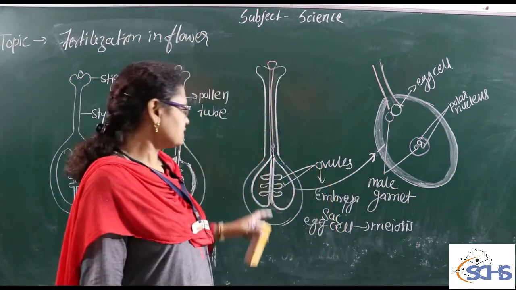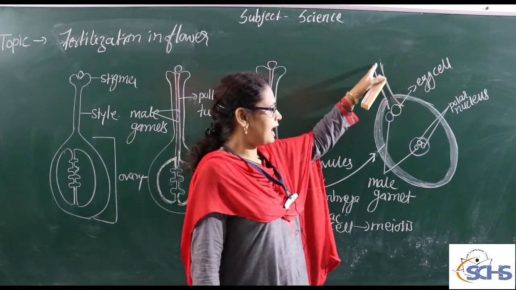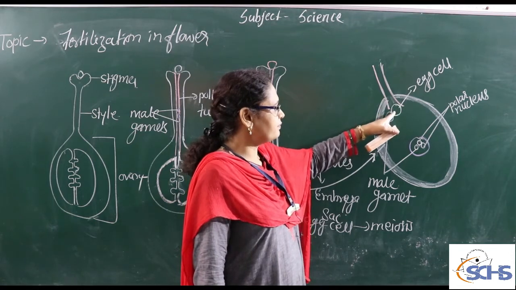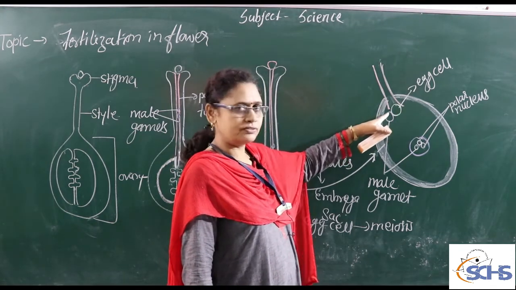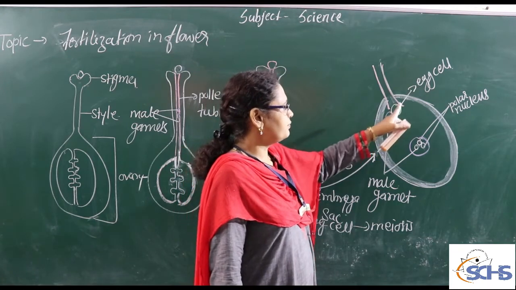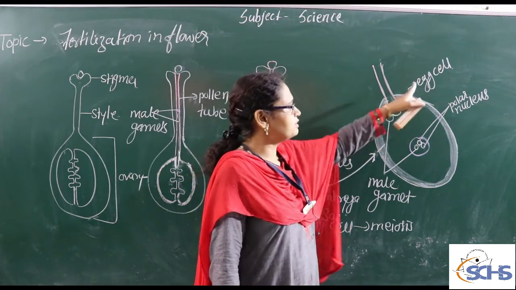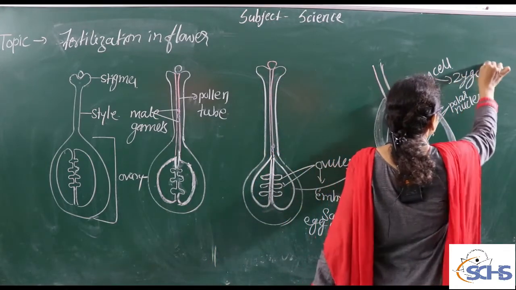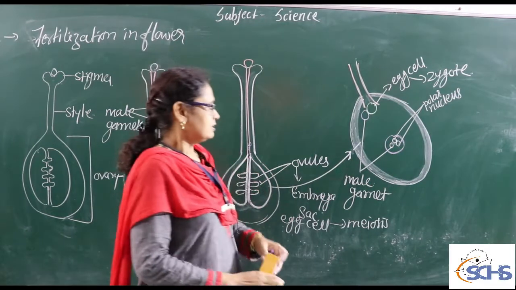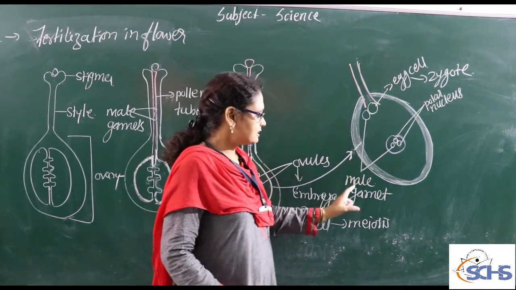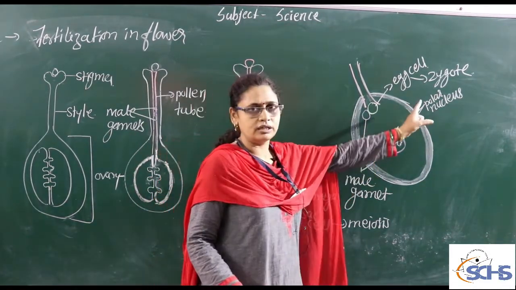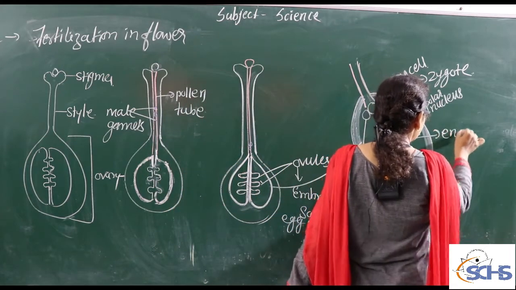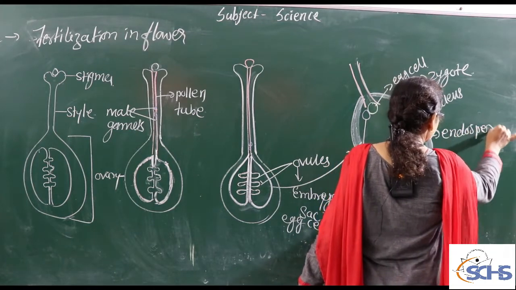Okay. In the first condition, what happened? The male gamete enters into the ovary, and as it enters, it fuses with the egg cell. So this is the first fertilization. The male gamete fuses with the egg cell. As they fuse with the egg cell, what do they form? They form the zygote. Okay. And in the second fertilization, the second male gamete fuses with the polar nuclei, and when they fuse with the polar nuclei, they form the endosperm.